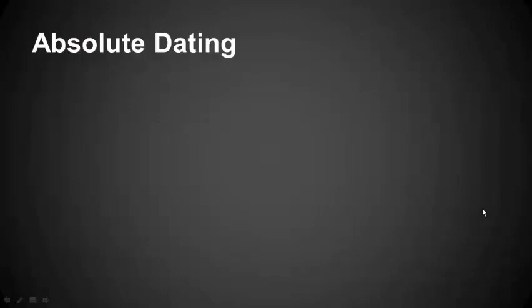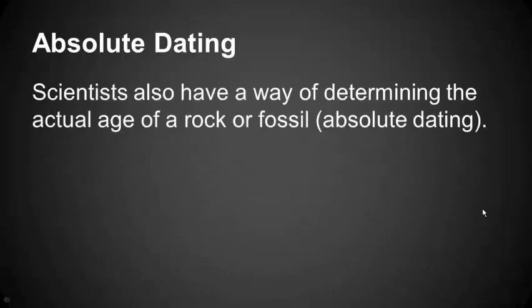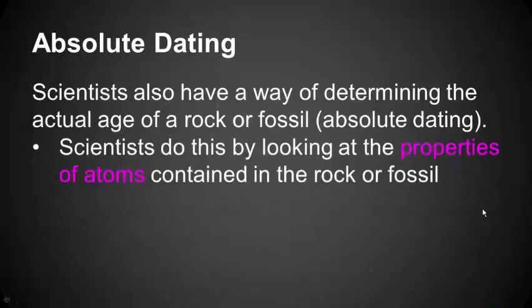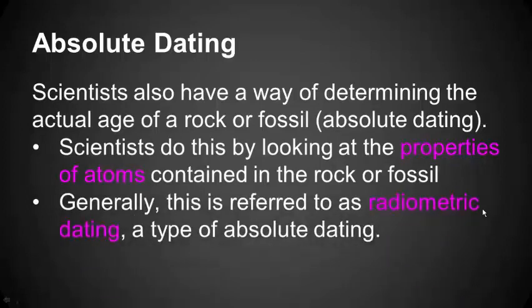Now let's discuss the other way scientists know the age and the timeline of Earth's long history. This is called absolute dating. Scientists have a way of determining the actual age of a fossil. They do this by looking at the properties of atoms contained in the fossil. Generally, this is referred to as radiometric dating, also known as radioactive dating. Both mean the same thing, and they are a type of absolute dating.